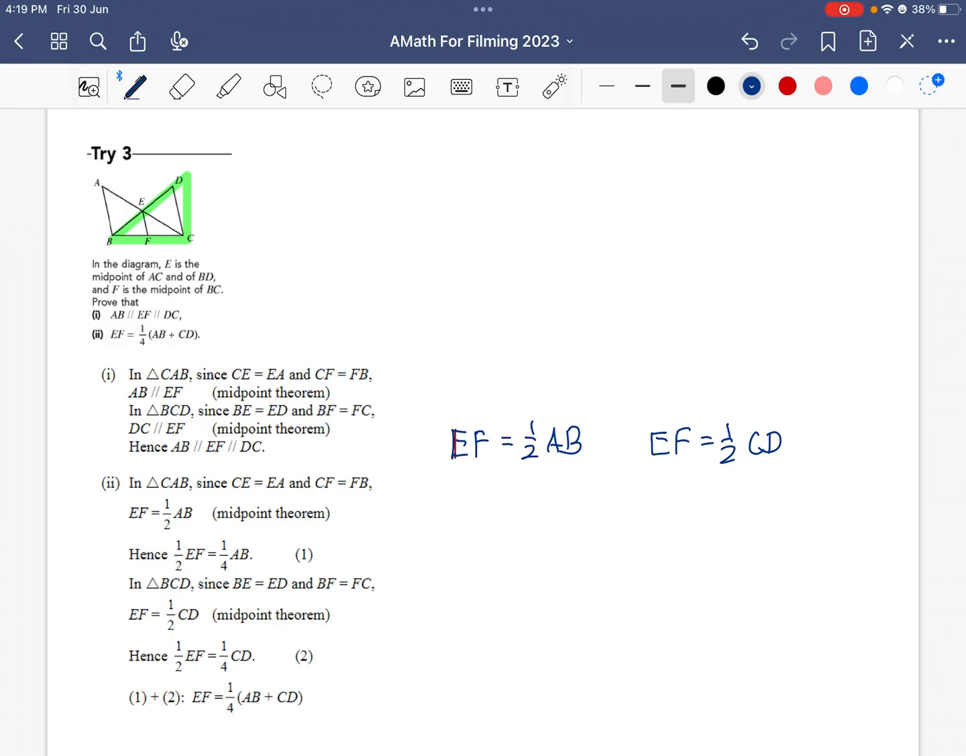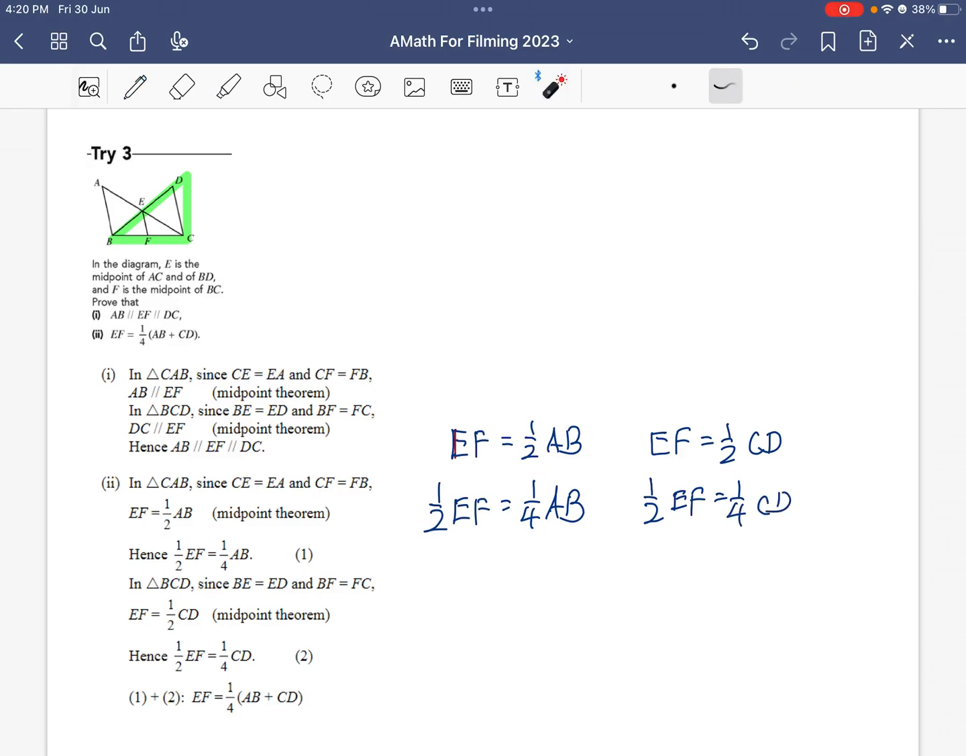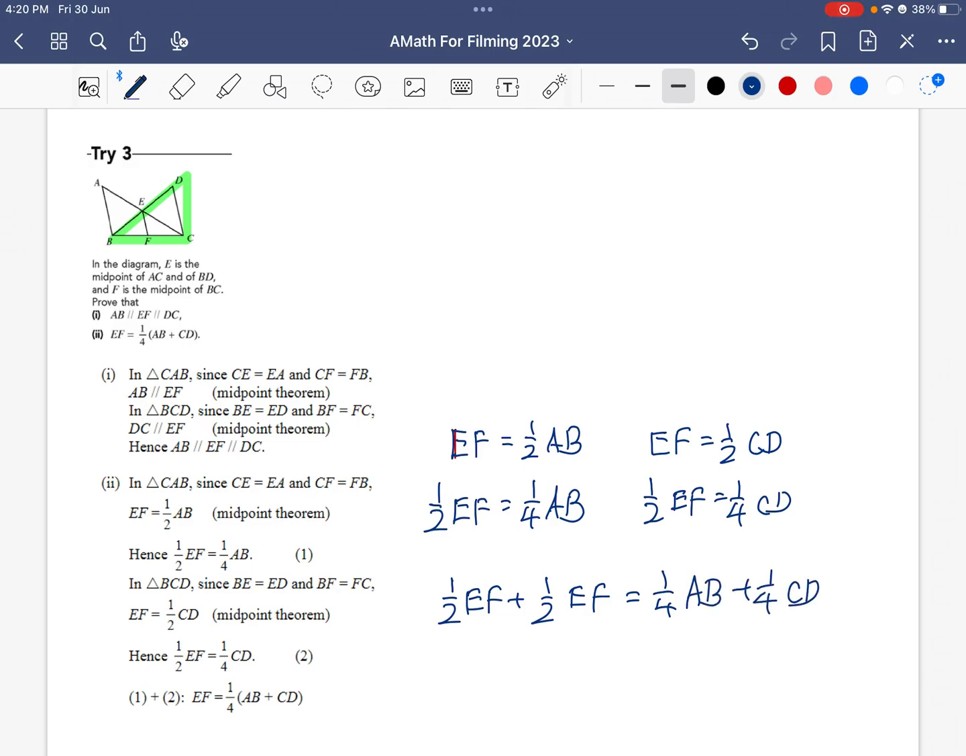So how do you get one EF? By logic, half an EF plus half an EF gives you one EF. So what I can say is half EF is 1/4 of AB. From here, half of EF is 1/4 of CD. So if I add half an EF to half an EF, I get one whole EF. So half EF plus half EF equals 1/4 AB plus 1/4 CD. So EF is equal to 1/4 of AB plus CD. And this is it for try 3.